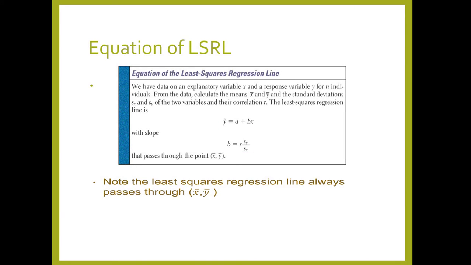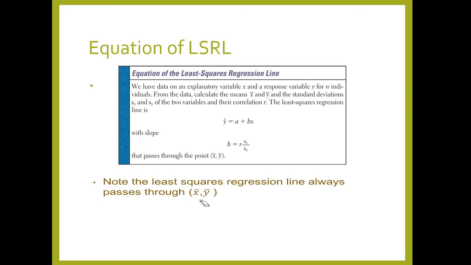The other thing to know is that the least squares regression line always goes through the x bar, y bar point. Hopefully that makes sense, because if you're doing the best fit line, it should make sense intuitively that your line should go through the average of the x values and the average of the y values. So that point is always on the least squares regression line.